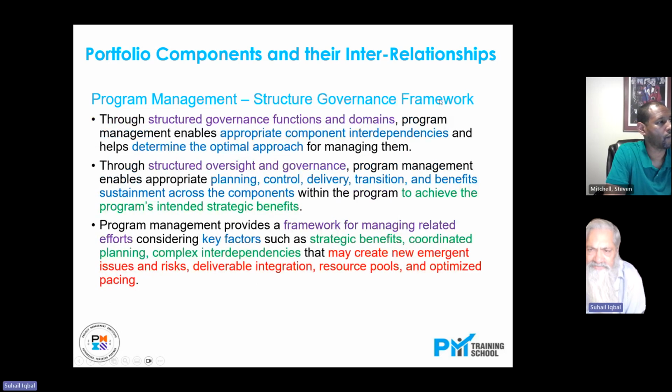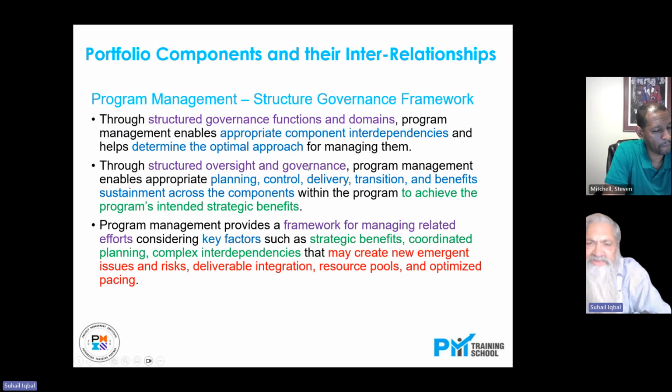Structured governance framework. As I said, the program has its own governance structure, just like the portfolio had its own governance framework. And if you remember the discussion I had about governance, I said there might be an organizational governance. Naturally, the policy of the organization is encapsulated into the organizational governance framework. Similarly, we have the portfolio governance. The portfolio will provide a governance structure for all its subordinate components, right? Similarly, the program will provide a governance structure for all its components, right? So yes, of course, program has its own governance structure.